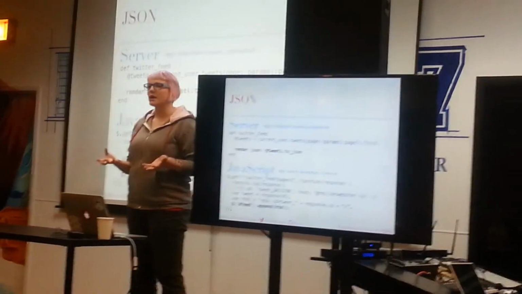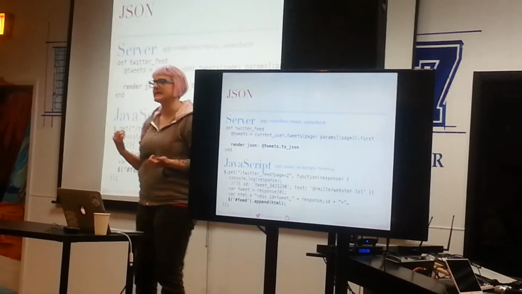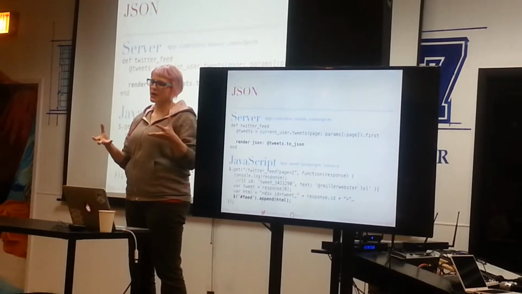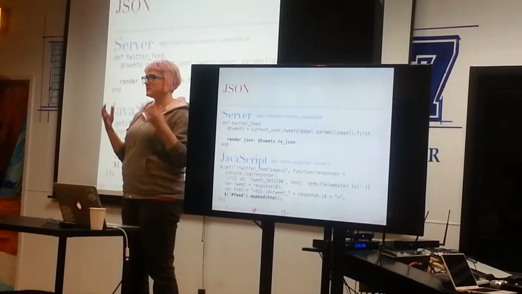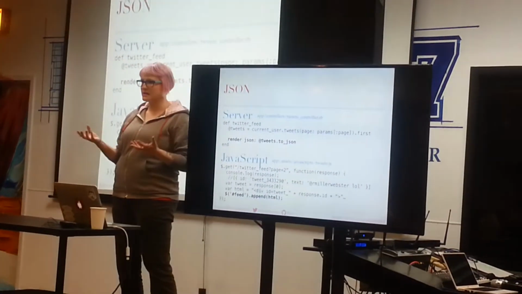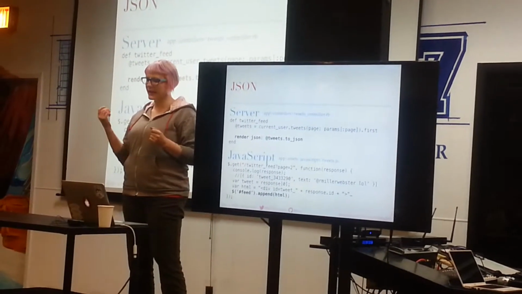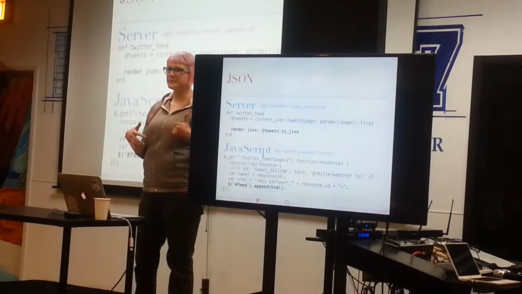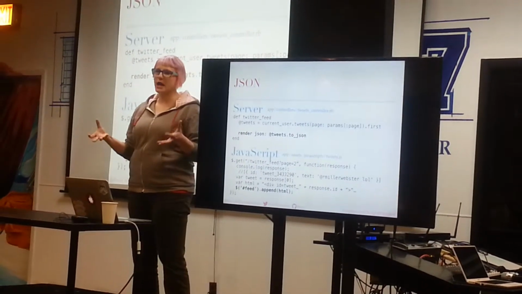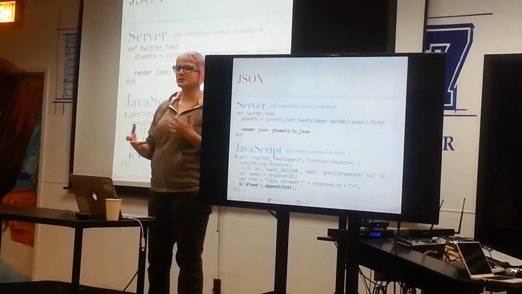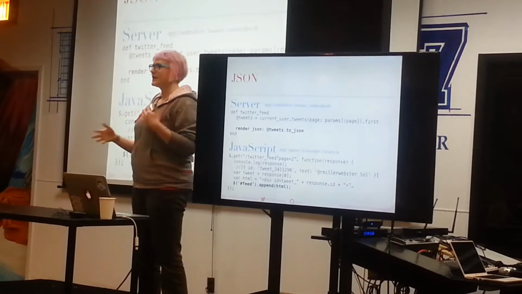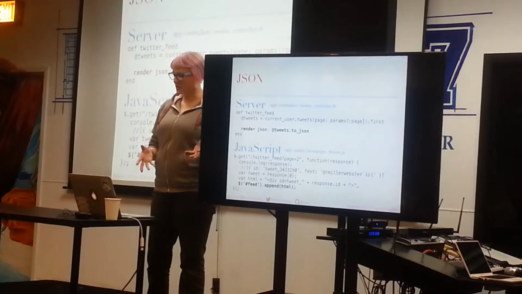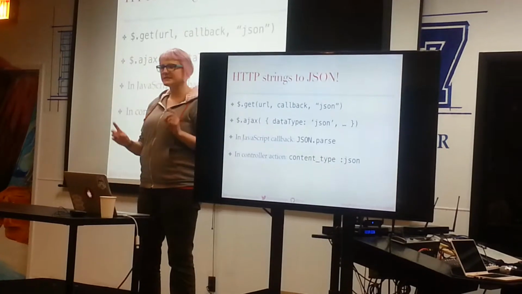So on the server, what this usually looks like is you say render JSON. So you change your controller to specifically say that it's rendering JSON and not HTML. And then you call toJSON on the object. In JavaScript, it means you now have an object that you can actually loop through, access various attributes of, store it, do whatever you want with it. There is a gotcha though.